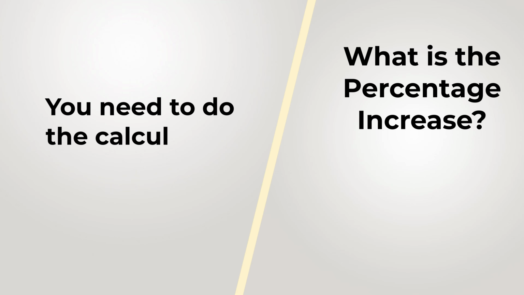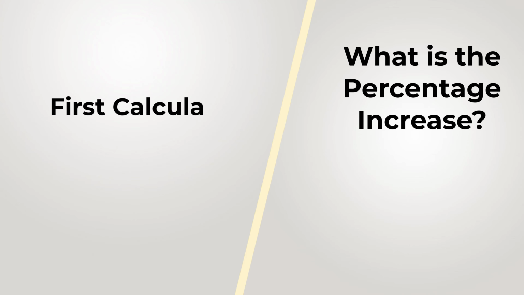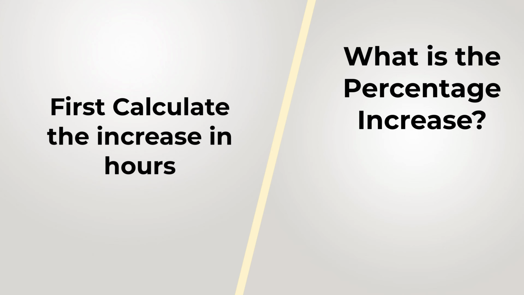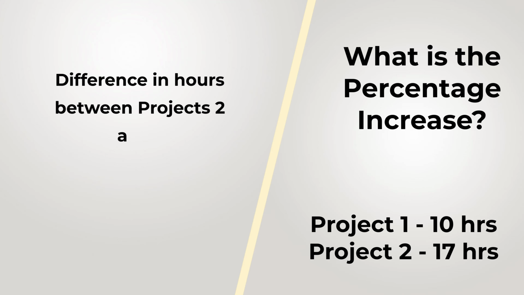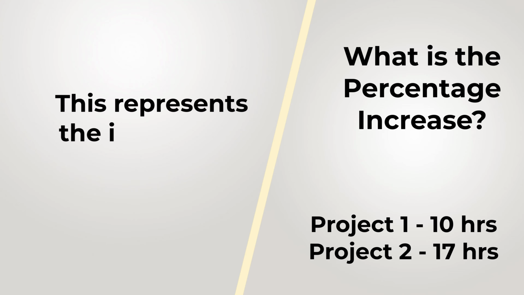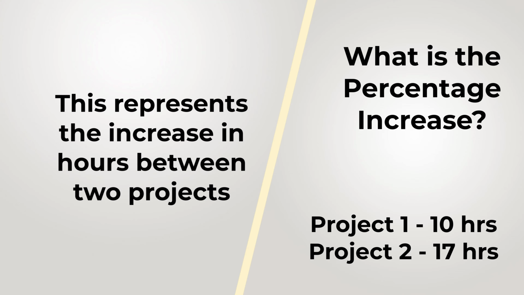To calculate percentage increase, you need to do some calculations. First, you need to determine the increase in hours. To do that, you need to subtract Project 1 hours from Project 2 hours. To do this, you need to do 17 minus 10, and the result would be equal to 7 hours. This represents the increase in hours between the 2 projects.